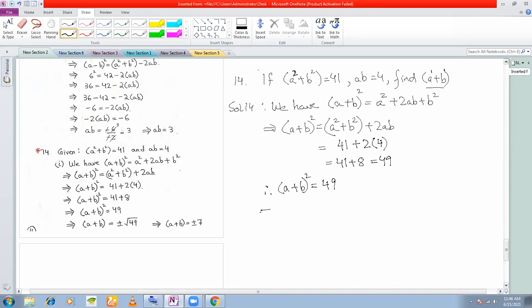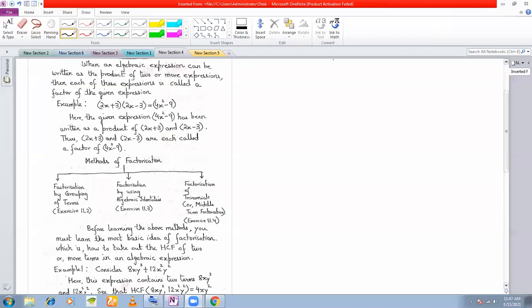That means now you have to take the square root of 49. So a plus b must be equal to square root 49. And I told you whenever you are taking the square root, you give a plus or minus sign here. So you have a plus b is equal to plus or minus 7. That's it. So this was a simple one. So this concludes your part on algebraic expressions and identity.